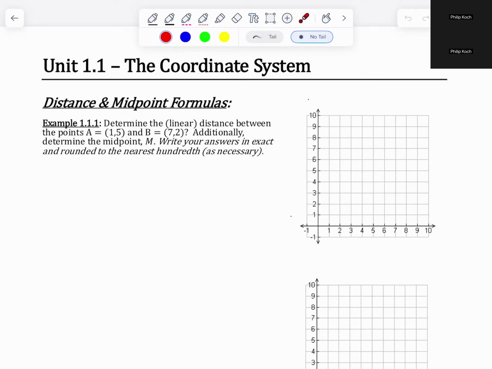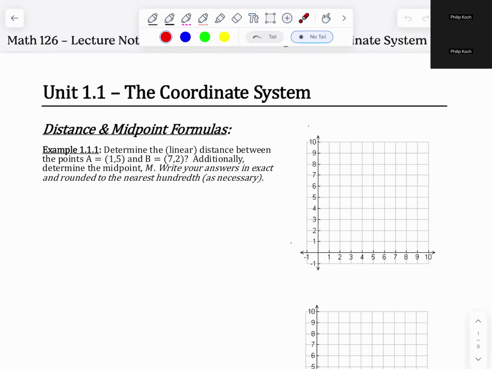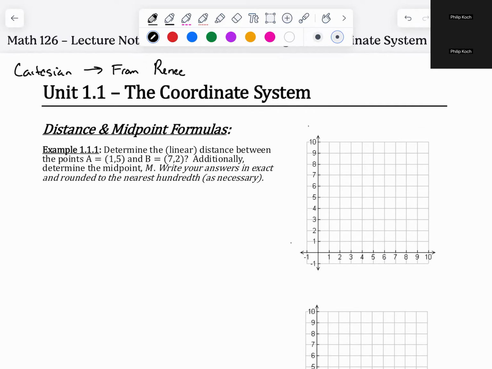That's the reason why. So the coordinate system, sometimes called the Cartesian coordinate system, or other times it's called the rectangular coordinate system, because we make things from a rectangle. But a lot of people will call it the coordinate system, the Cartesian coordinate system. And that comes from the famous Cartesian, from Rene Descartes.